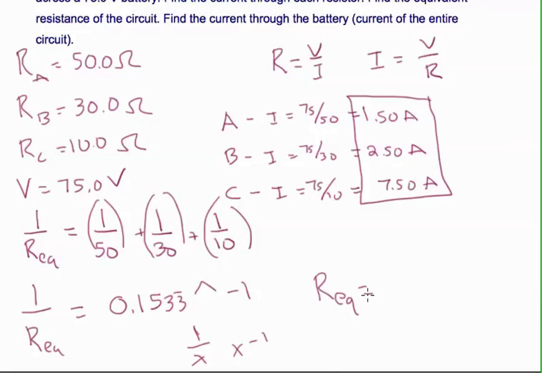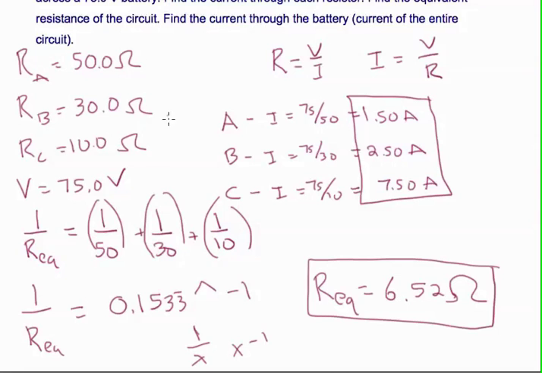And you get the equivalent resistance here with 3 significant figures is 6.52 ohms. And you can see that's smaller than any of these individual resistances. So the equivalent resistance is less than any individual resistance in here.